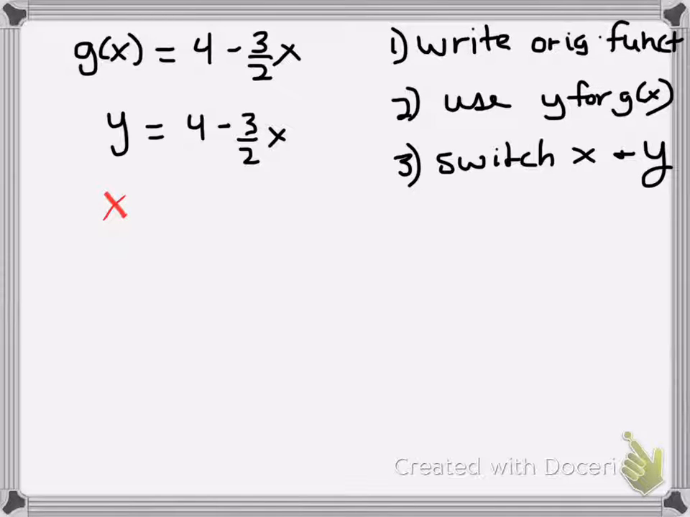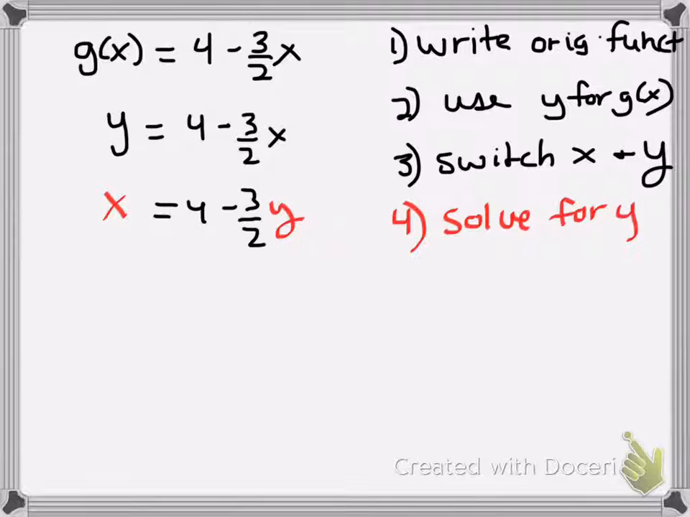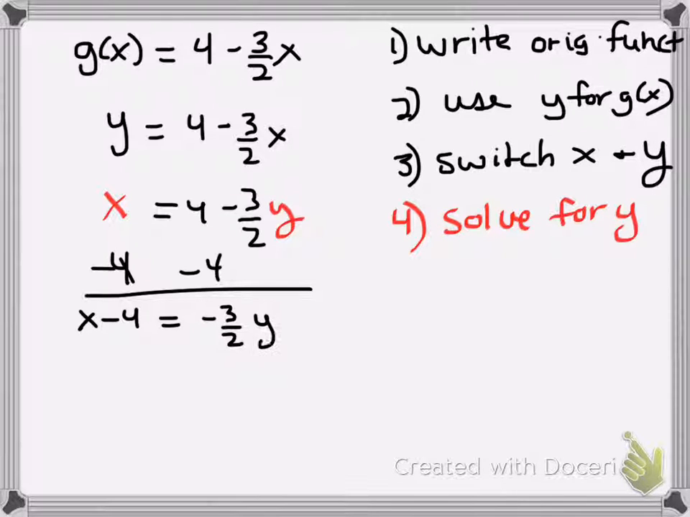So I'm going to write it. I'm going to say x is equal to 4 minus 3 over 2 y. And number 4, I have to solve for y again. So I start peeling it away. Minus 4. I get x minus 4 equals -3 over 2y. Now I'm going to multiply by -2 over 3.